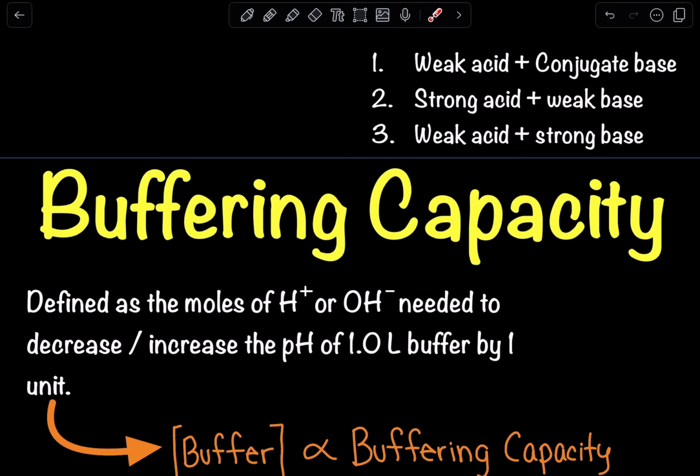And when we talk about preparing buffers, there are 3 different ways we can prepare a buffer. We can have a weak acid and conjugate base in a 1-to-1 ratio. We can have strong acid and weak base in a 1-to-2 ratio. And then we can have weak acid and strong base in a 2-to-1 ratio. Now here we are going to be utilizing this first buffer preparation as an example to understand buffering capacity, but it is important to understand that the mechanism behind all 3 is the same.